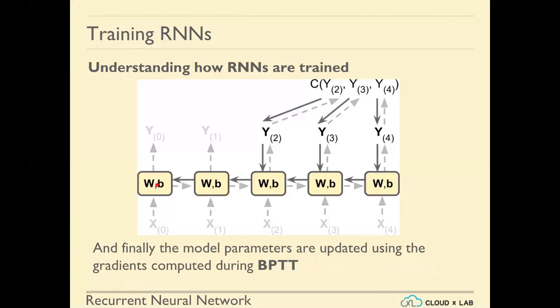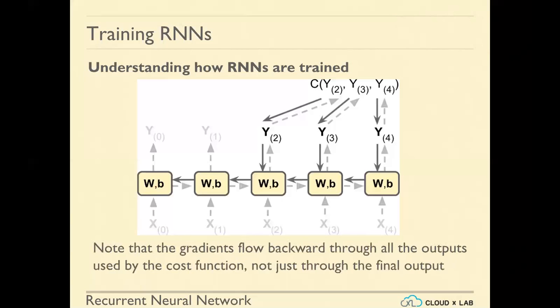And finally, the model's parameters are updated using gradients computed using BPTT. Note that the gradients flow backwards through all the inputs used by the cost function, not just the final outputs. So we can't really just consider this as a small network and just compute the backpropagation, right? We could have simply done is rate of change of error, we figure out based on the weight, and then rate of change of y with respect to the.